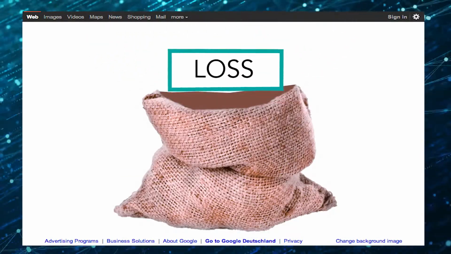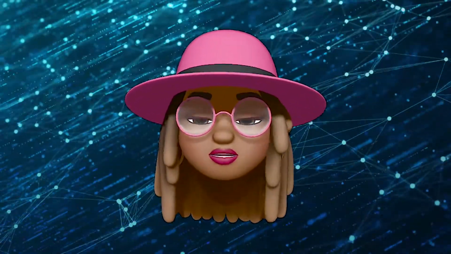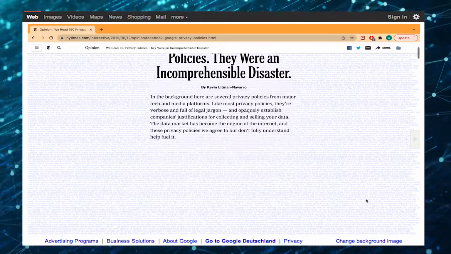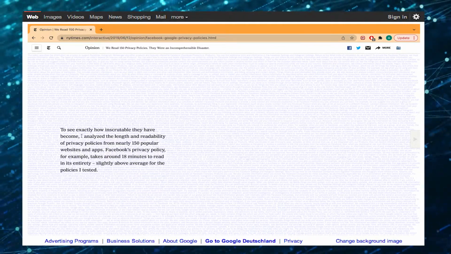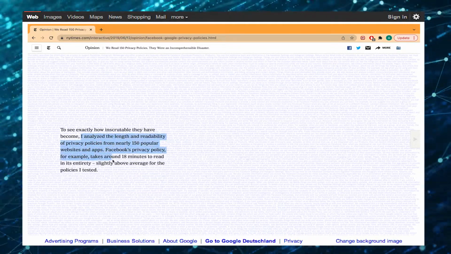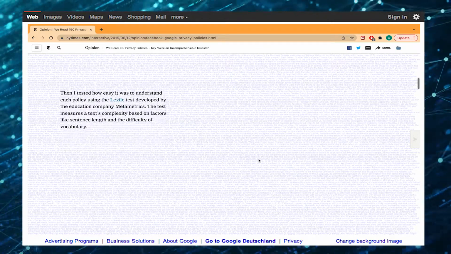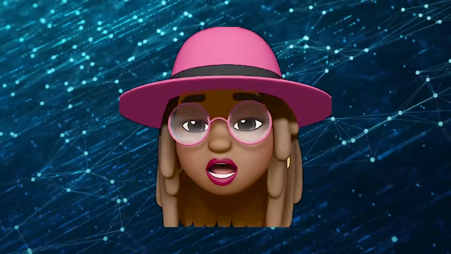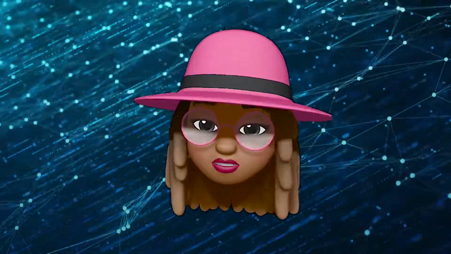And this is because these contracts are deliberately long and complex. In a 2019 op-ed for the New York Times, Kevin Litman-Navarro analyzed the length and readability of privacy policies from nearly 150 popular websites and apps. He then tested how easy it was to understand each policy based on sentence length and vocabulary. What he found was unsurprising. A majority of policies are deliberately long and difficult to read.